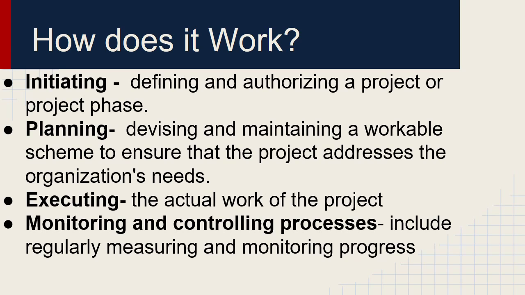Monitoring and controlling processes include regularly measuring and monitoring processes and, if necessary, making changes. A common monitoring and controlling process is reporting performance. That way project stakeholders can identify any changes that may be required to keep the project on track, such as budget or scheduling changes.